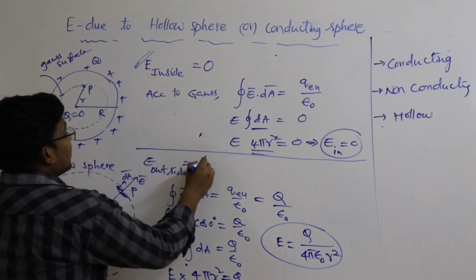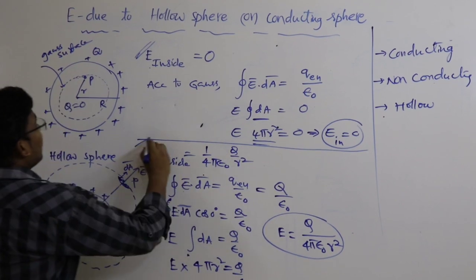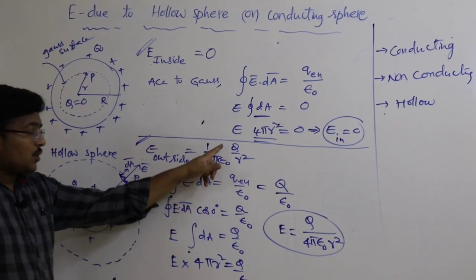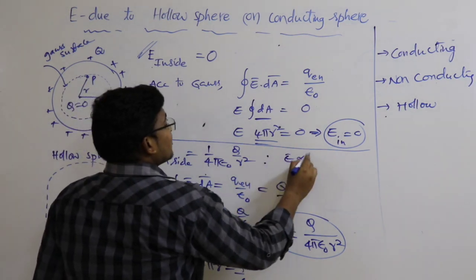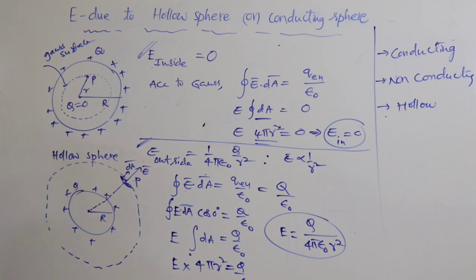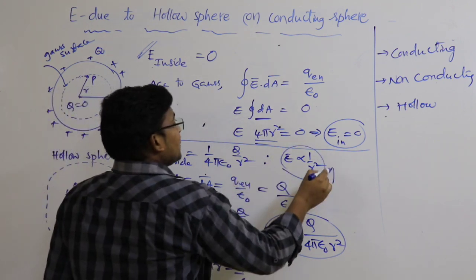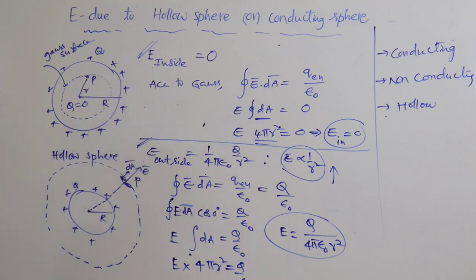So this is the electric field outside. What is the electric field outside? 1 by 4 pi epsilon naught, q by small r square. Can I say here q is constant, everything is constant except r. So E is inversely proportional to r square. Means as you are going away from the source, the electric field decreases.